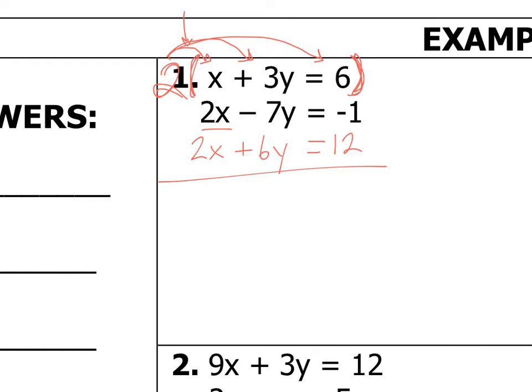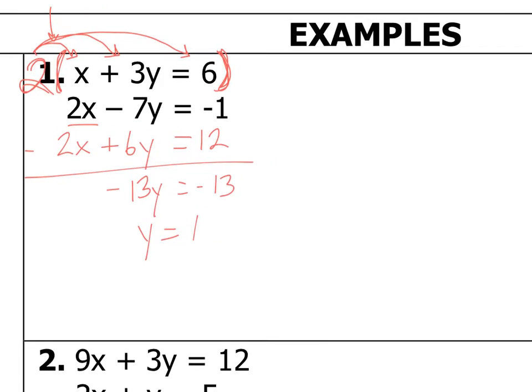Now I can eliminate just like I did yesterday. So same sign on my x's, same sign means subtract. So we're going to subtract these equations. 2x minus 2x, 0x. All right, -7 minus 6. Be careful here, this is -13y. -1 minus 12, also -13. All right, we can quickly solve this. For y, there we go. Y is 1.